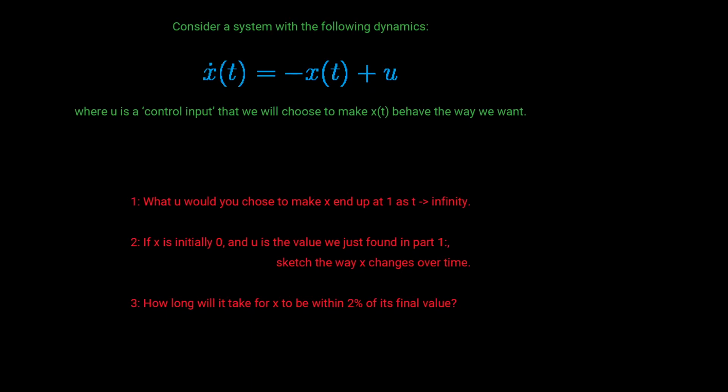So we have a term here, x of t, which changes with time, and we're saying its first derivative changes proportional to the negative of itself plus some control input u, which we haven't defined yet. And in this case, we are going to choose u in order to make x behave in a particular way that we choose. And this is really the essence of control theory.